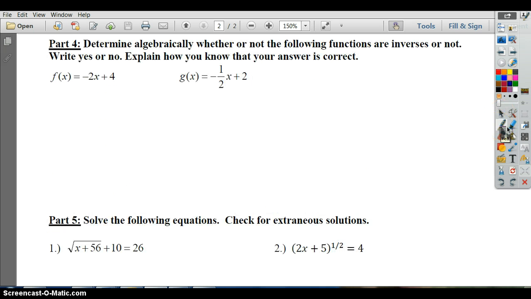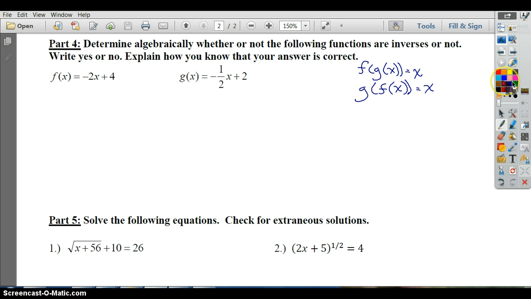Since the last time I checked for my inverse by switching x and y and solving for y, this time I'm going to do this a little different. Algebraically, I can do what I did in the last two. Or I can check to see if f of g of x equals x, and I would have to check to make sure g of f of x equals x. These two things check out algebraically.